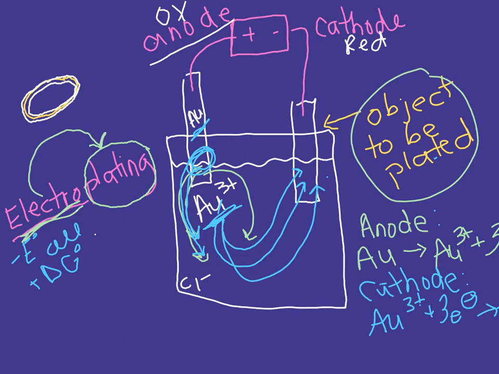And so this is a special type of electrolytic cell used for coating of things, especially in precious metals, but it can also be used to coat zinc and some other things.